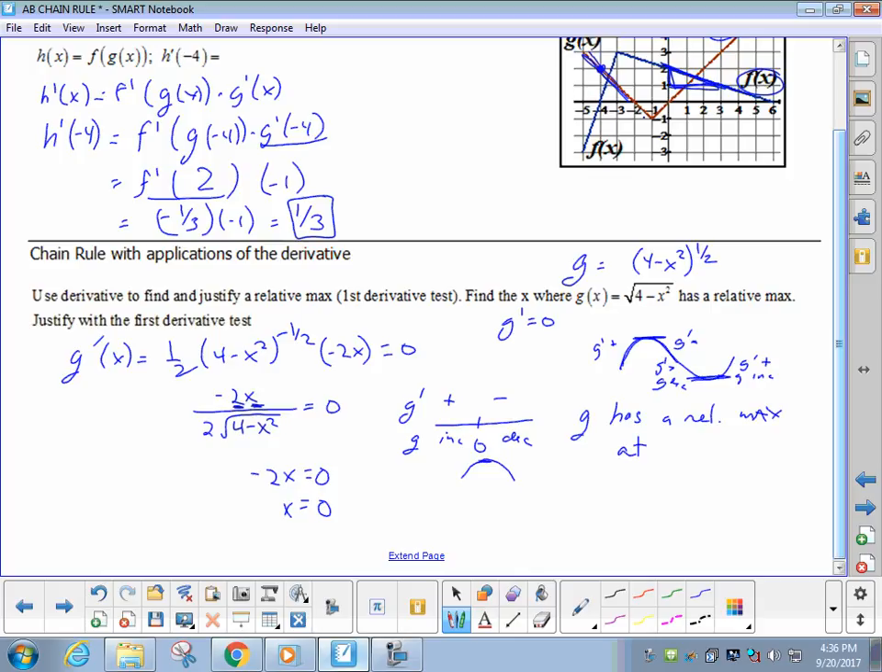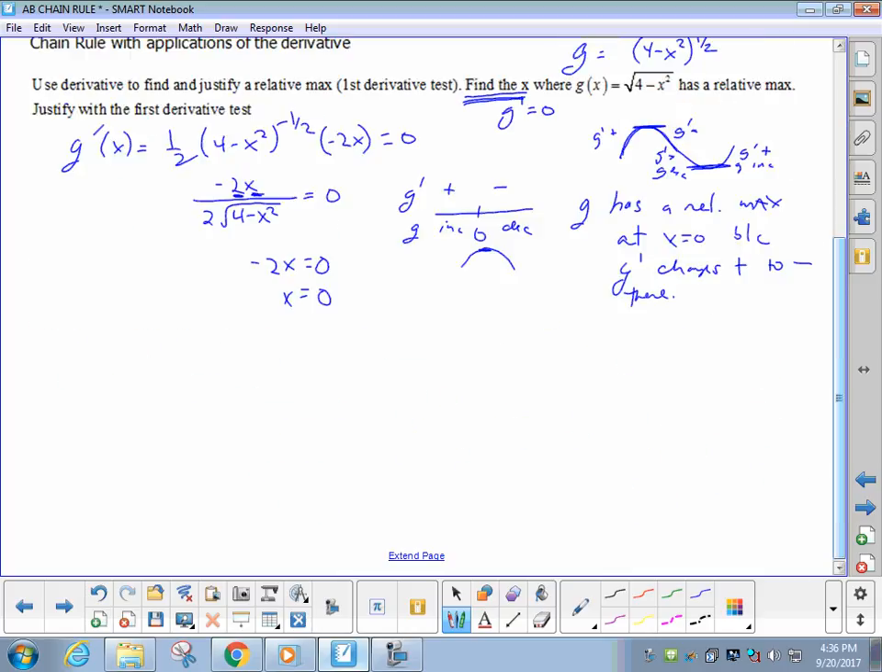So my conclusion then would be g, not f, g, has a relative max at, did they ask for the coordinates or the x where this happens? They said find the x where this happens. So at x equals 0. Why? Because g prime changes from positive to negative there. In my mind, that means g went increasing to decreasing there. But it's the first derivative test, so we use the first derivative for our justification. It's not the g increasing, decreasing test. It's the first derivative test.